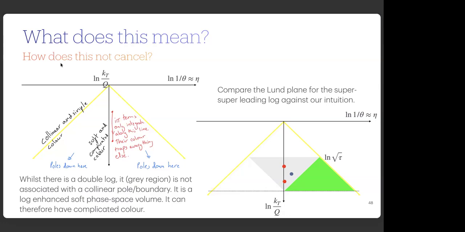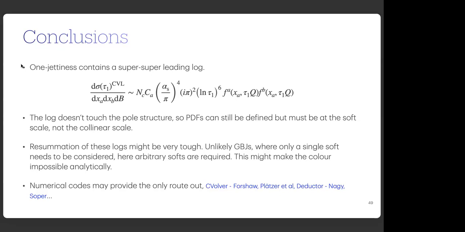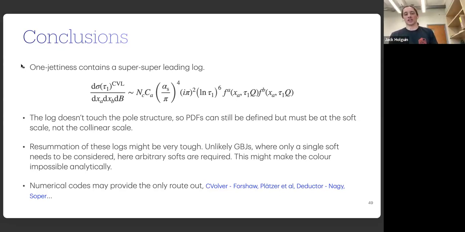Okay, so that leads me to my conclusions, which is one, jettiness does contain a super leading log. So maybe it's not quite the optimal simple observable that people think it is. But crucially, the log does not touch the pole structure. So PDFs can still be defined. They just have to be defined at a much lower scale than was anticipated.